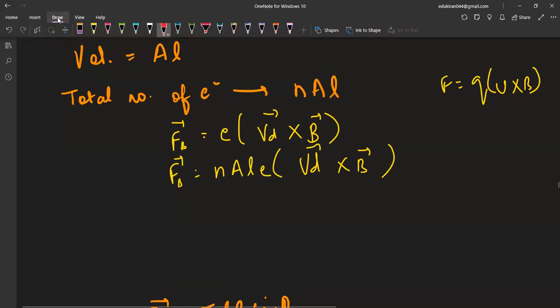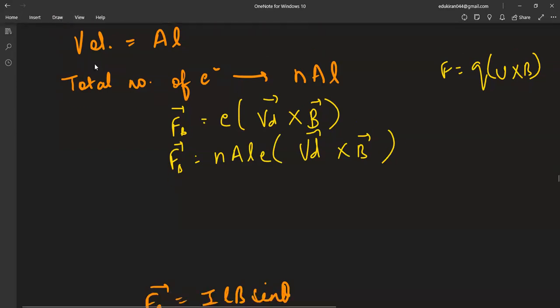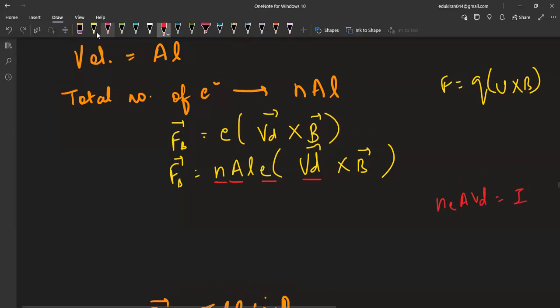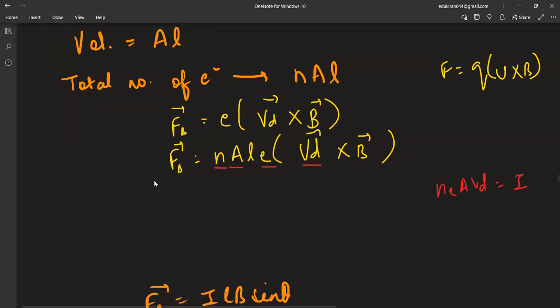Can any one of you remember this? We had something related to this: N, e, A, V_d. In current electricity, we have the current. Very good. Yes, it is I. N e A V_d is actually equal to the current. That's why that time also I had told you it was a very important relation. It has its significance till the end of the lessons also.